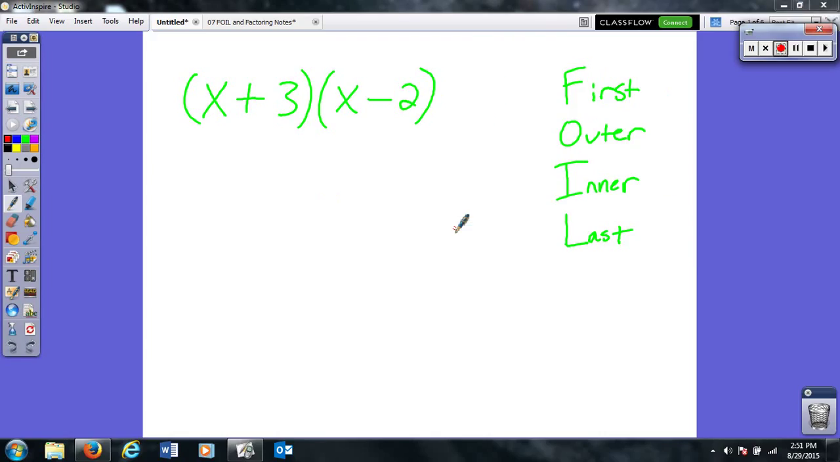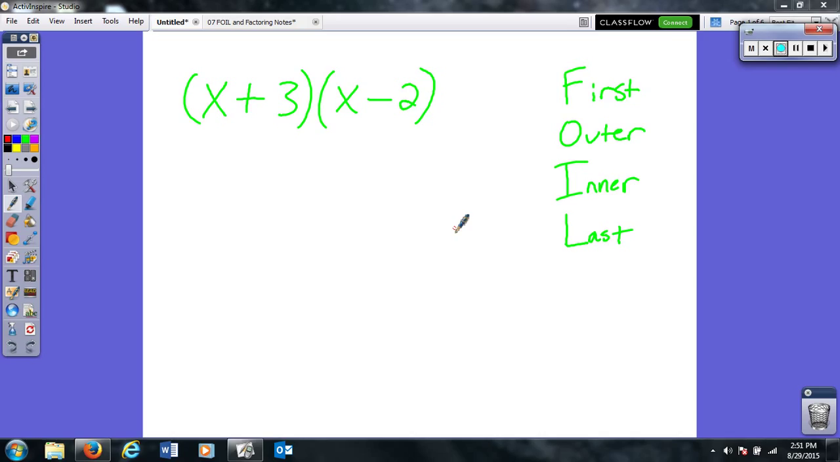We have two binomials here that we're going to multiply together. Remember, bi means two, so these are polynomials that have two terms. The first one has x and 3, the second one has x and negative 2. So these two binomials will multiply together and we're going to get a trinomial as a result. Tri means 3, so the result will have 3 terms.